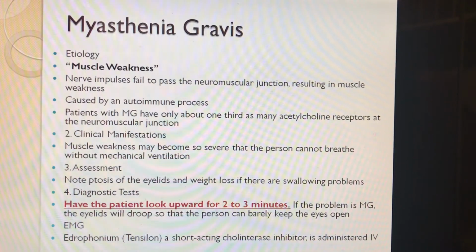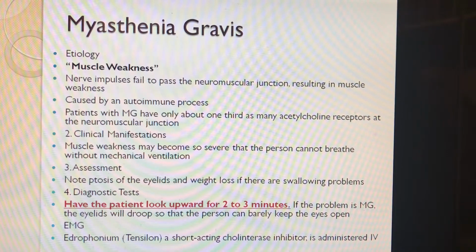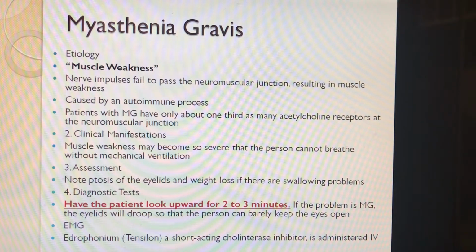Next, we have Myasthenia Gravis. This is known as muscle weakness. It's caused by an autoimmune process, and patients with MG have only about 1/3 as many acetylcholine receptors at the neuromuscular junction. The clinical manifestation is muscle weakness. It can become so severe that the patient cannot breathe without mechanical ventilation. So you want to assess any ptosis of the eye, weight loss, and swallowing problems.